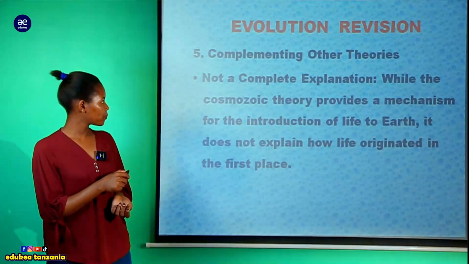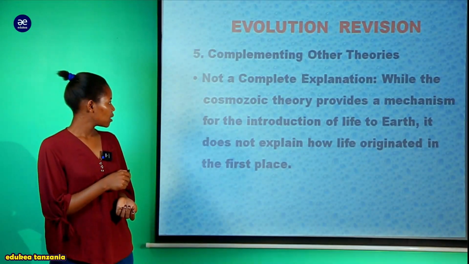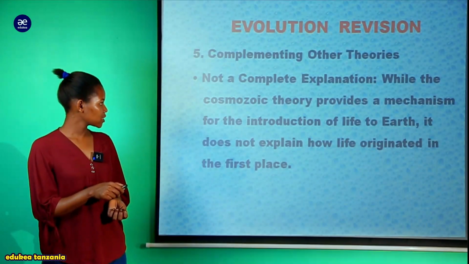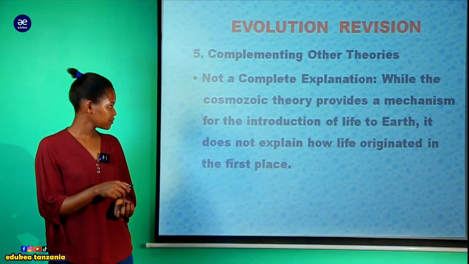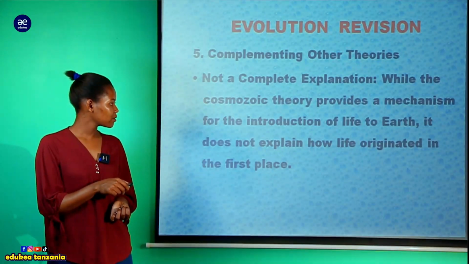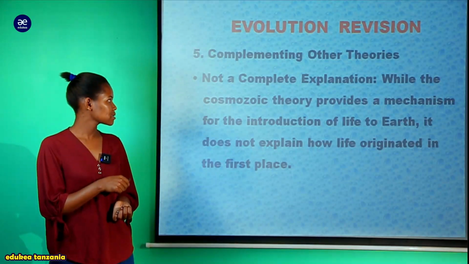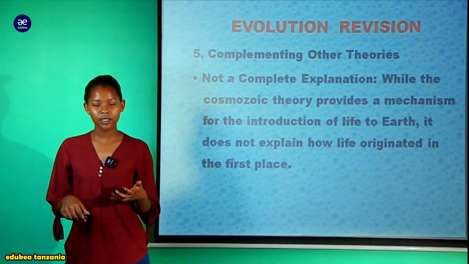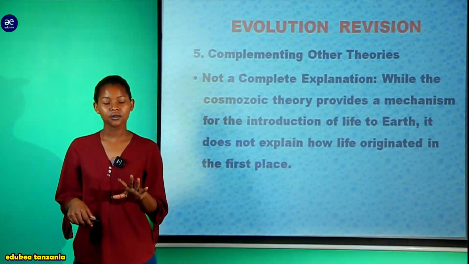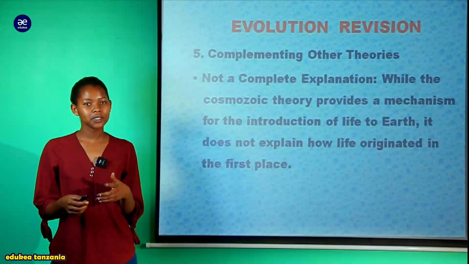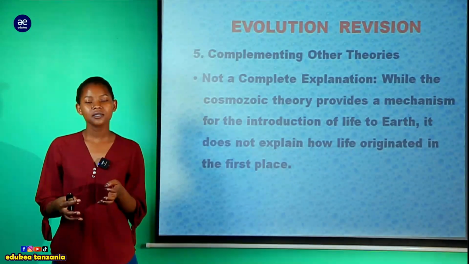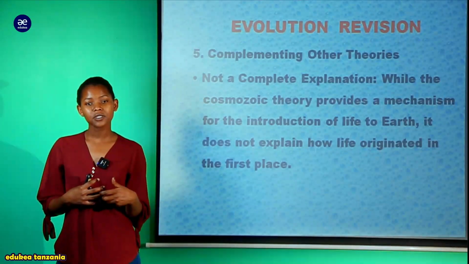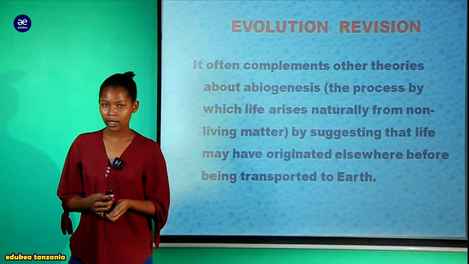On the 5th one is complementing other theories, not a complete explanation. While the Cosmozoic theory provides a mechanism for the introduction of life to Earth, it does not explain how life originated in the first place. That is about complementing other theories. How ili contribute kwenye explanation ya origin of life ni kwamba ili complement other theories au ilisaidia other theories zianze kufanya speculation zaidi, kwa sababu yenyewe haikujitosheleza kutuambia kwamba maisha yali originate wapi.